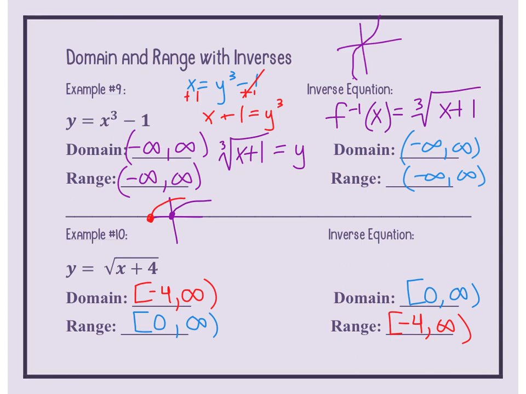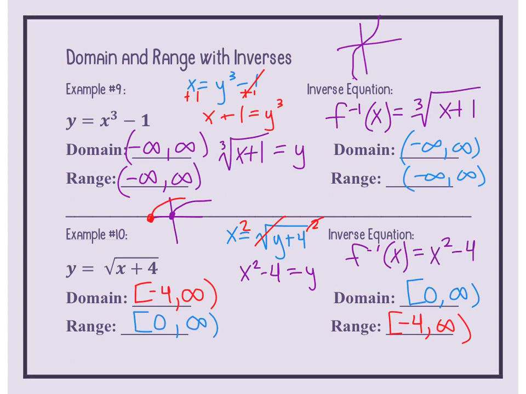Now let's find that inverse equation. X equals the square root of y plus 4. Okay, the first step is to square both sides. The next step is to subtract 4. Okay, and so my inverse equation, it says equation, so I could put y equals x squared minus 4. Sorry, I've been doing function notation, so that's kind of what's on my mind. Okay. So that's the inverse function.